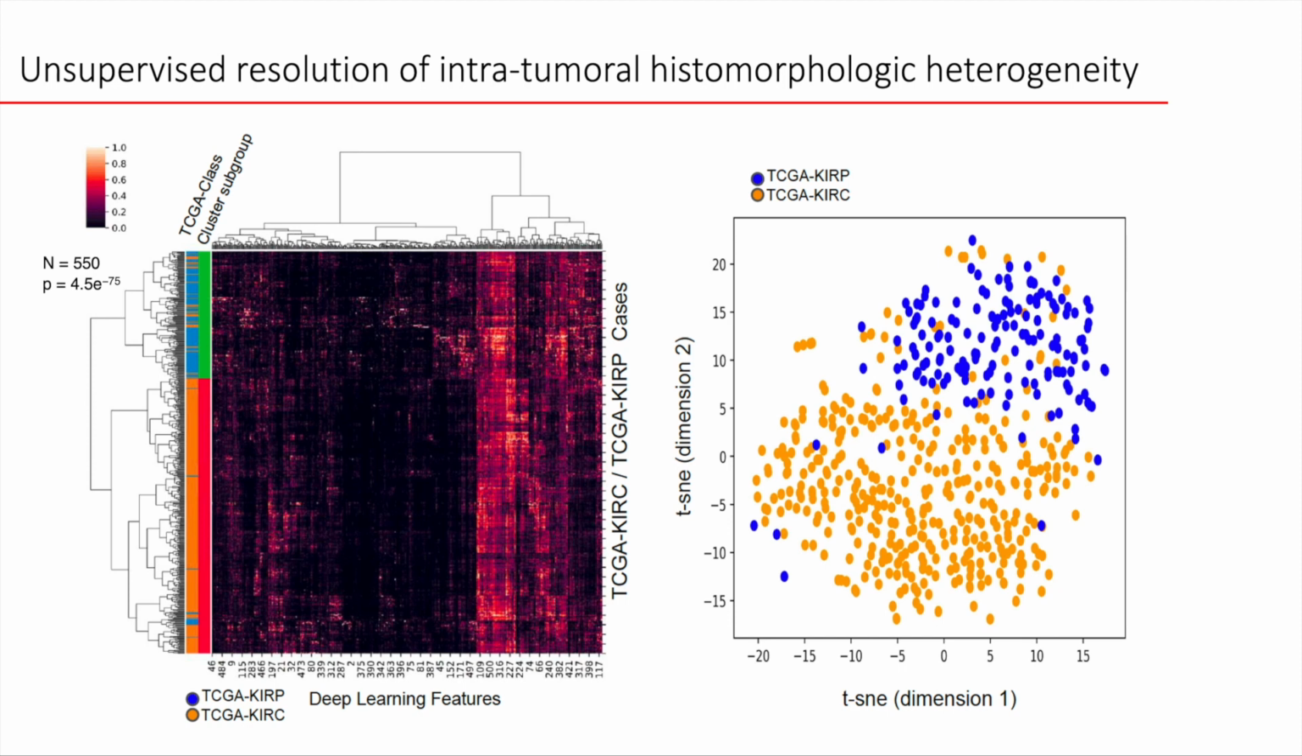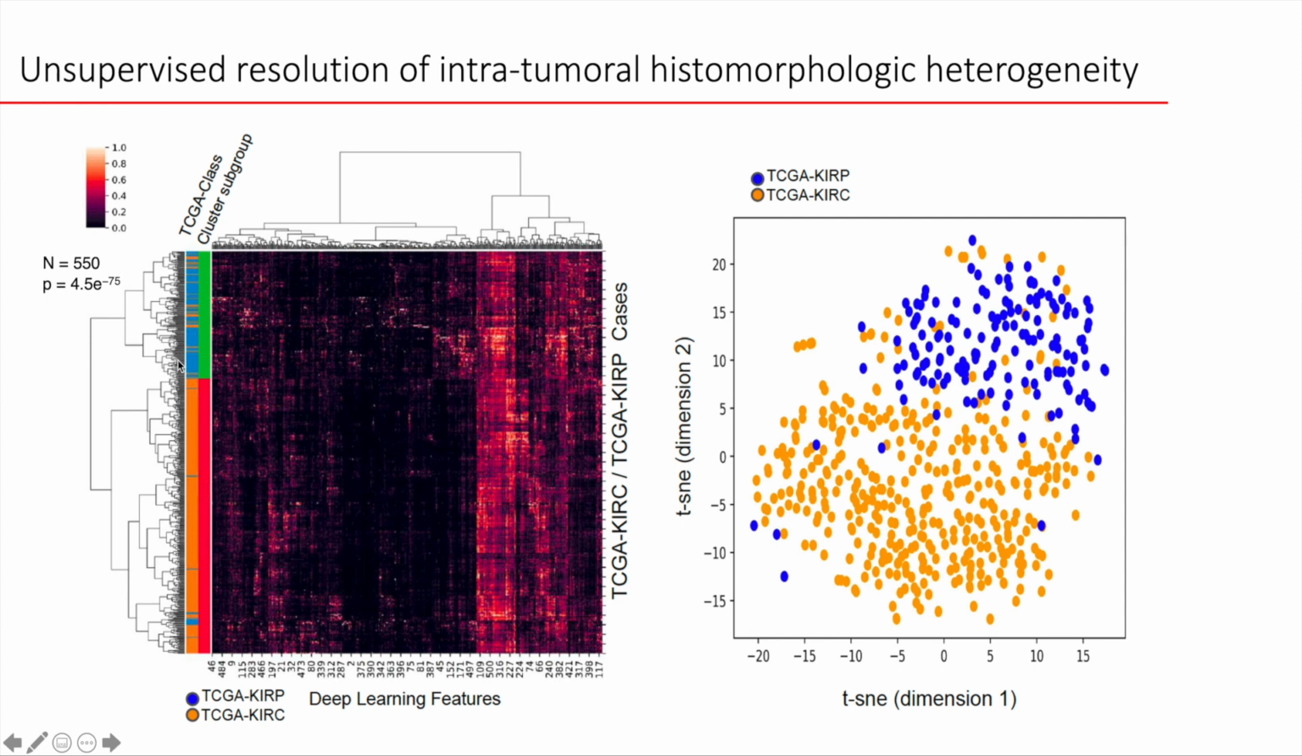So to see if we could do this in a relatively unsupervised way, we took 550 cases that had the same scanning parameters as our initial training model, and most of these were comprised of the TCGA cohorts, KIRP, kidney tumors that are papillary, and kidney tumors that are clear cell. And we asked the neural network to use these feature representations found in that final layer to group them into different classes.